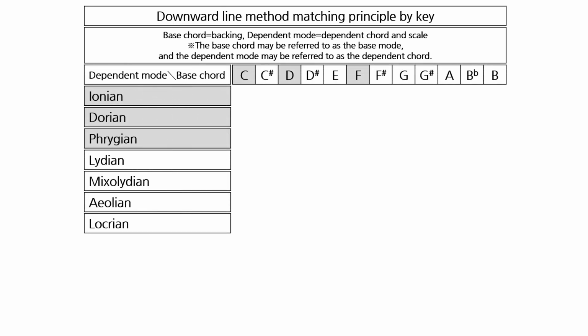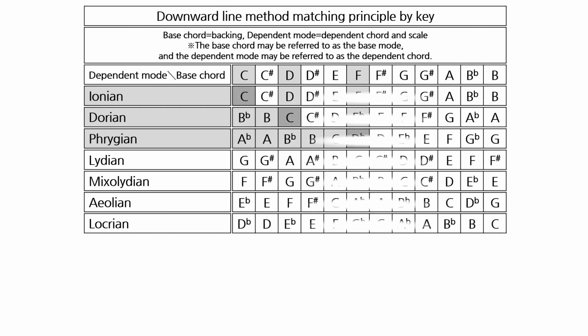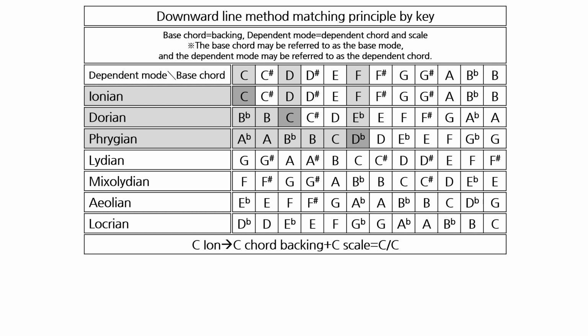The horizontal concept from C to B on the top left of the diagram is the bass chord, and the vertical concept from Ionian to Locrian on the far left is the dependent mode. Only when the bass chord and the subordinate mode are combined, the value of the mode music is revealed. For example, if the bass chord C and the dependent mode Ionian are combined, it is called C Ionian, which is a combination of C chord or C scale played around the C note.